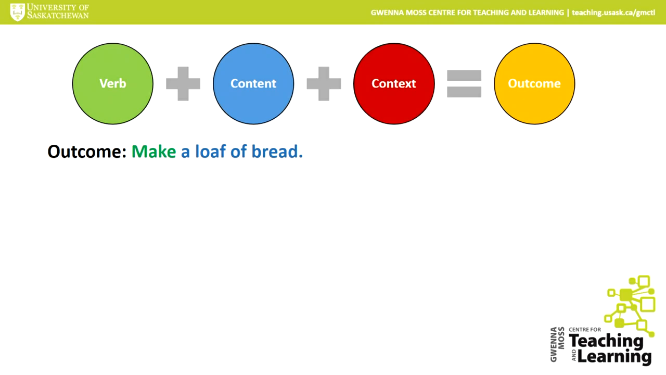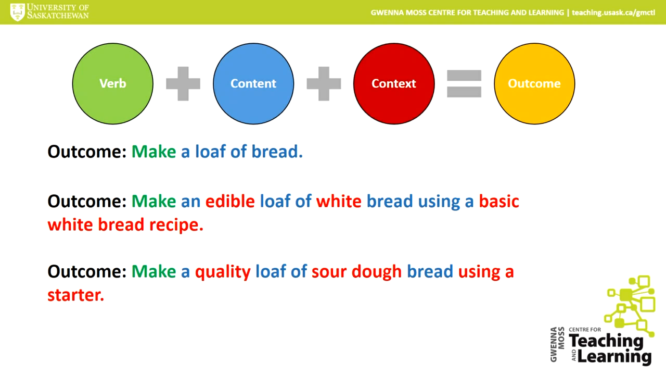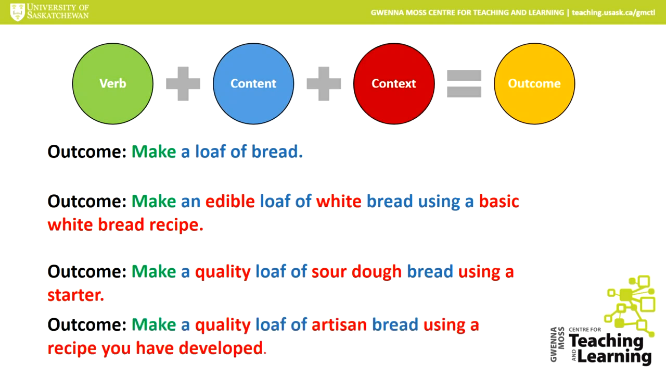And then I can change the context as we move up into more advanced levels. So maybe it's make a quality loaf of sourdough bread using a starter. Or as we go up into expert, make a quality loaf of artisan bread using a recipe that you've developed. So you can see how adjusting the context really provides direction in terms of what's expected and sets some parameters in terms of criteria. So as an instructor, I'm able to easily evaluate what good looks like, and students are able to identify what's expected of them at the end of that course or that session.